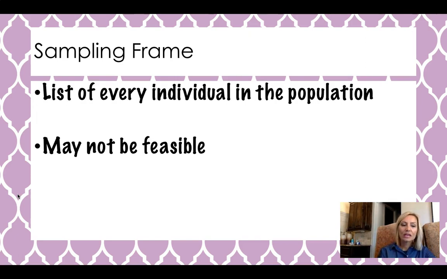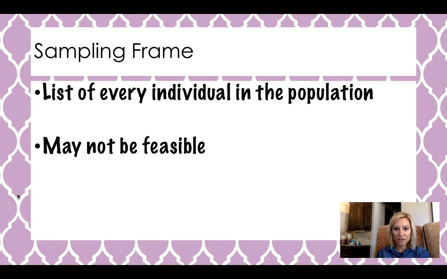Now, before we begin, one other thing that we need to talk about is called a sampling frame. A sampling frame is simply a list of every individual in the population. It's possible that we have a list of every individual in the population for some populations. Let's say if you are at a high school, we could come up with a list of every single student registered to attend that high school. In that case, we can come up with a sampling frame. That allows us to use some sampling methods that require a sampling frame.